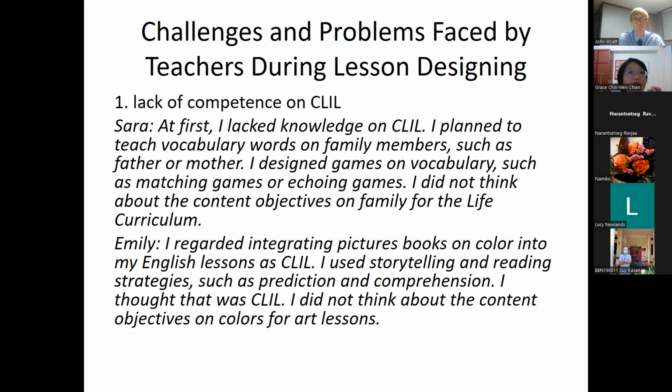The challenges they face is teachers' lack of competencies in CLIL. For example, the first teacher, Sarah, said, at first, I lacked knowledge on CLIL because teachers may not have sufficient training. The school was selected as a school to implement CLIL, but that doesn't mean the teachers were ready for the CLIL lessons. I planned to teach vocabulary words on family members such as father or mother. I designed games on vocabulary such as matching games. However, I did not think about the content objectives of my lesson for the life curriculum.